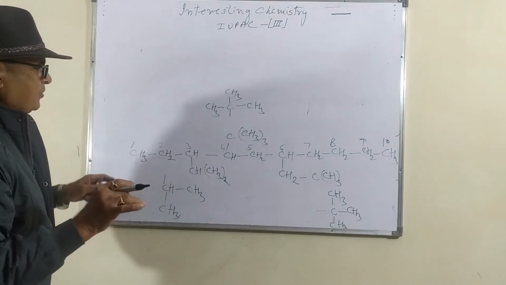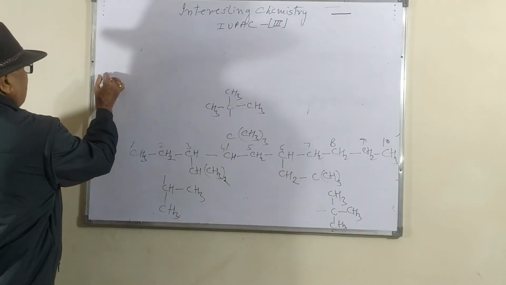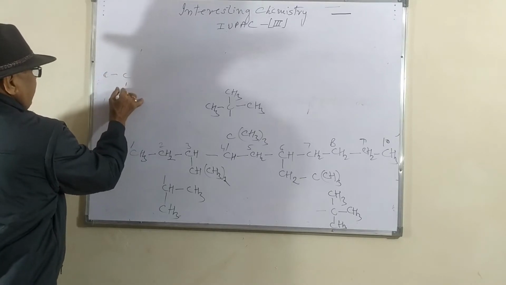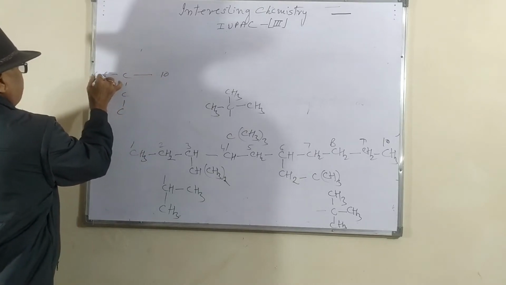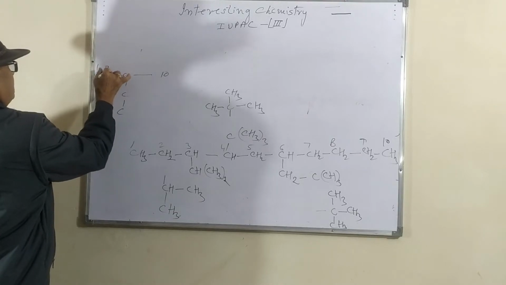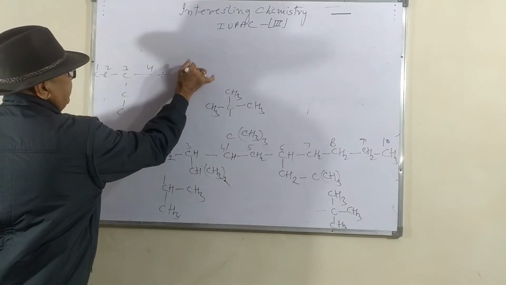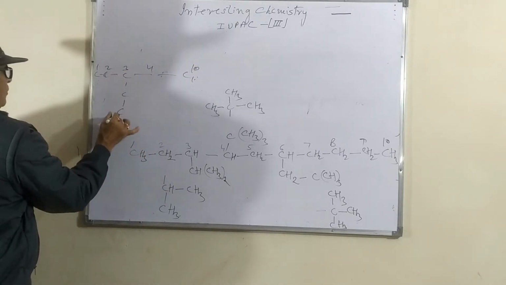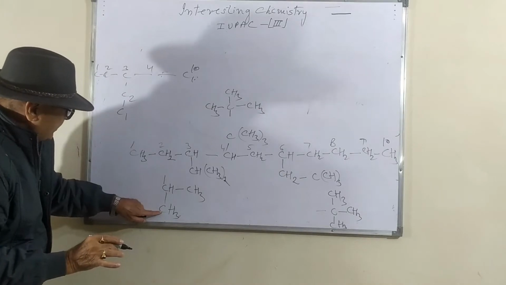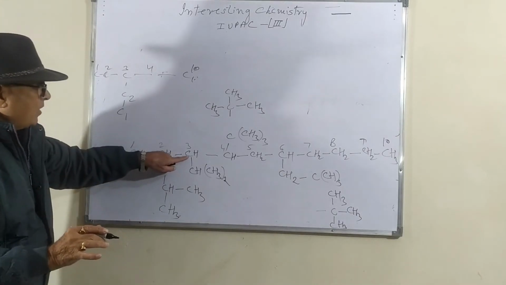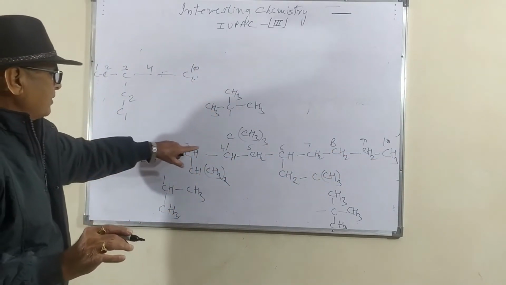So there are two possible structures. There are two possible structures. One, C and C and C and C. Suppose you start 1, 2, 3 and this is 4, up to C10. So here C1, 2 and this is again C4. So you can start from this end or from this end. From this end, you will count the total number of carbons as 10. And if you start from this end, the total number of carbons will be 10.